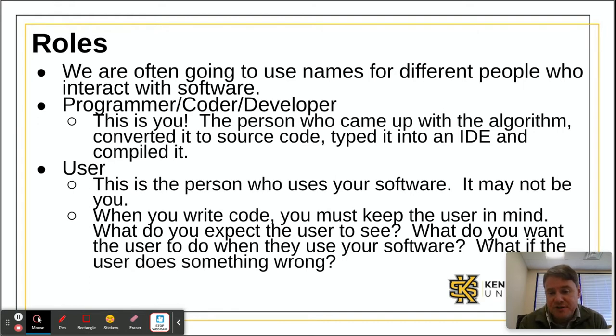When you write code, you have to think about what is the user going to see? What is the user going to do? What is the user expected to do? What if the user does something wrong? All of these are things that your algorithm needs to take care of, and you need to have code that deals with all of those circumstances. For example, if you're expecting the user to type something in, you're going to need to tell the user what it is you want them to type in.